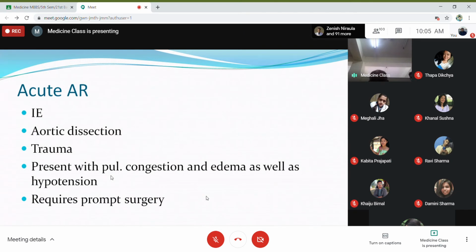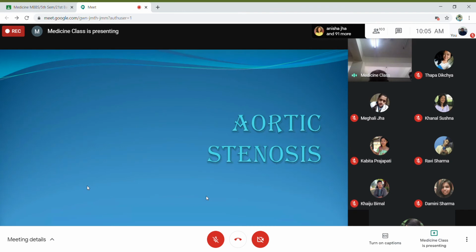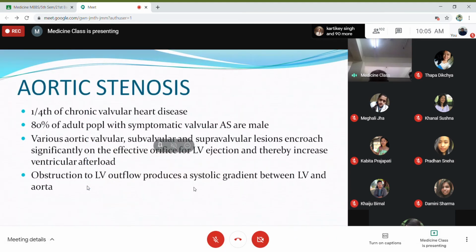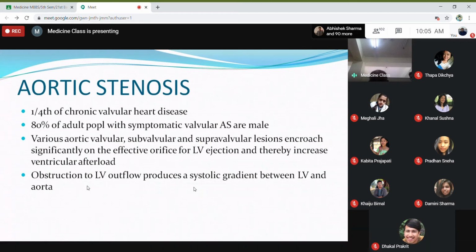In aortic stenosis, till now, if you look at the signs and symptoms, it's more like palpitation, shortness of breath, exhaustion, and features of right ventricular hypertrophy. Those are what you get in mitral valve diseases or aortic regurgitation. But aortic stenosis is a little bit different from the others. See, in aortic stenosis, only one-fourth is because of chronic rheumatic valvular heart disease, and 80% of the adult population with symptomatic valvular aortic stenosis are males.